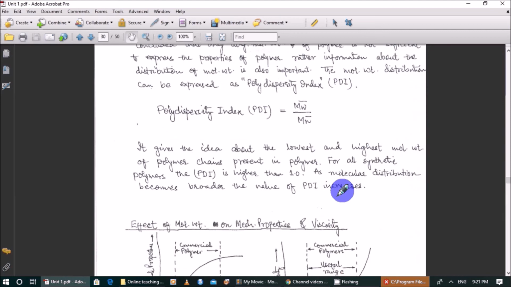PDI 1 means monodisperse system. In case of PDI 1, the number average molecular weight of the polymer will be exactly the same as the weight average molecular weight. So it can happen only when all the molecules or all the chains of the polymer are of the same molecular weight, and this will be the condition of a monodisperse system. We have seen that in most of the synthetic polymers the systems are not monodisperse, they are polydisperse. That's why the PDI value will always be more than 1 in case of synthetic polymers.